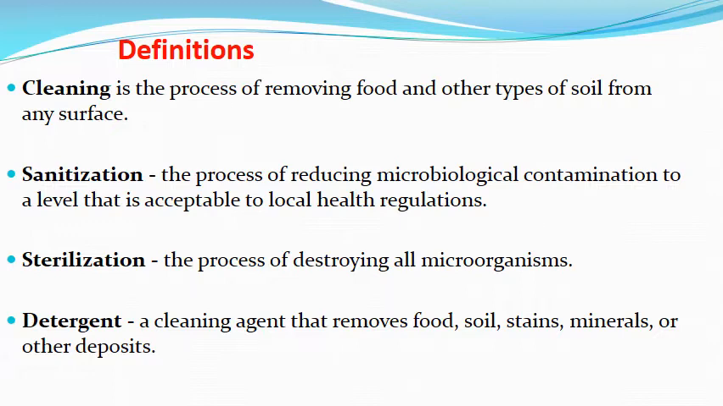Then sterilization, this is a process of destroying all microorganisms. So that includes both pathogenic and non-pathogenic. Killing all the microorganisms, that's called sterilization. And the next one is the detergent, that is an agent used for cleaning. So a cleaning agent that removes food, soil, stains, minerals or other deposits, which makes the cleaning easy or which reduces the energy requirement for cleaning. That is the detergent. We'll see a little more detail next.